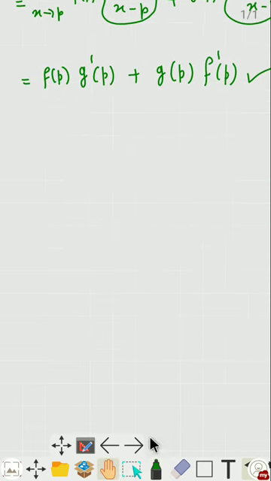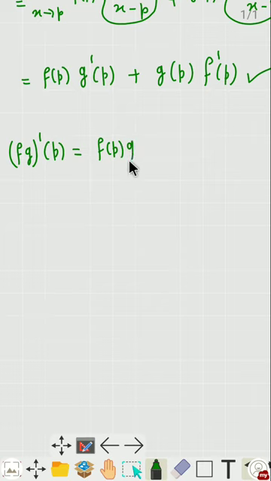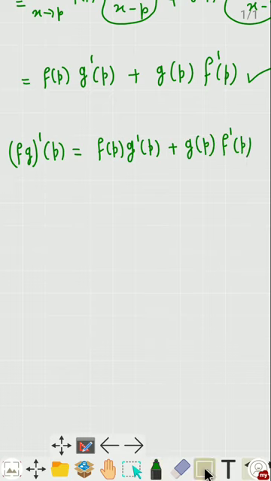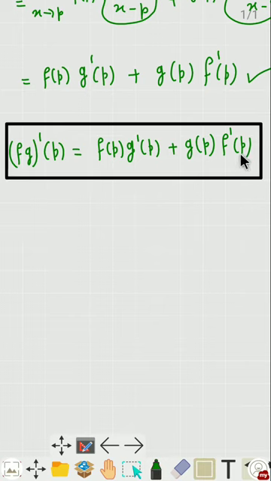Therefore we say f into g dash of p is equal to f of p g dash of p plus g of p f dash of p. So the derivative of product of two functions is equal to f of p into g dash of p plus g of p into f dash of p. Means first function as it is, derivative of second function, plus second function as it is, derivative of first function. So this is the product rule of differentiation.